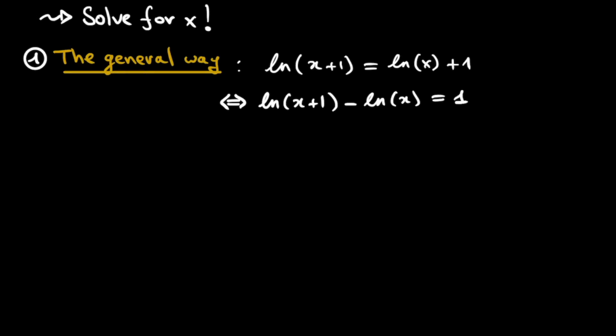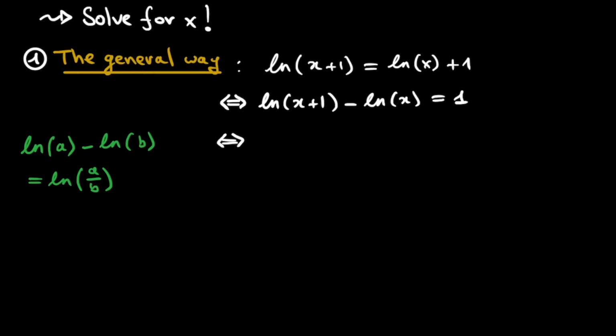to simply 1. In the next step, we're going to collapse these two logarithmic terms into one term. And we're going to do that by using the property of logarithms, that we have the logarithm of a minus the logarithm of b, which can be written as the logarithm of a divided by b. And this is what we'll do in this step right here.